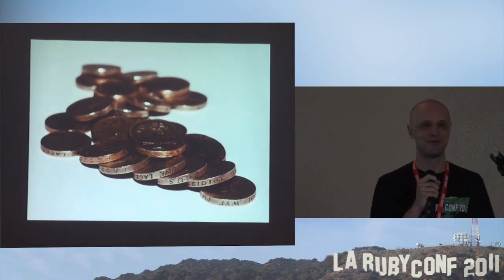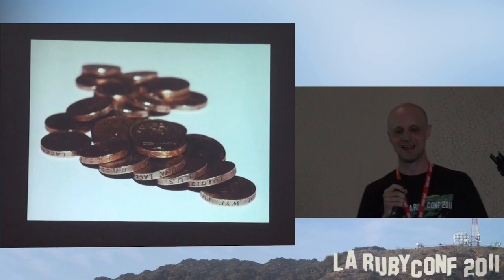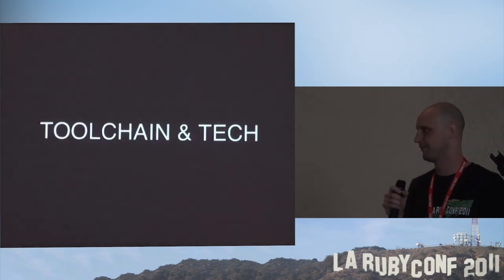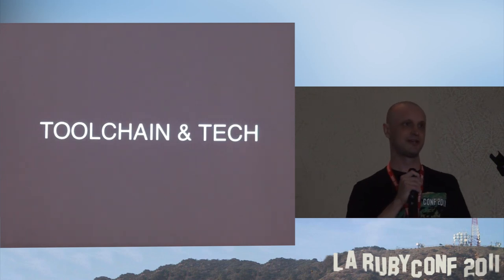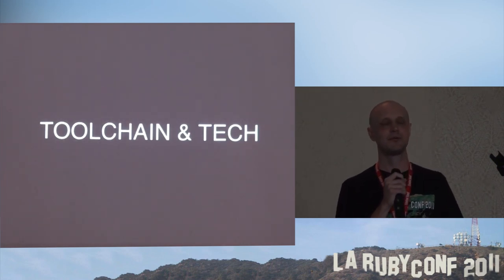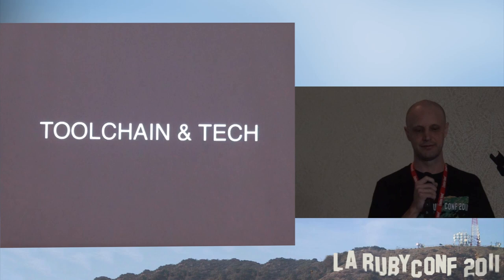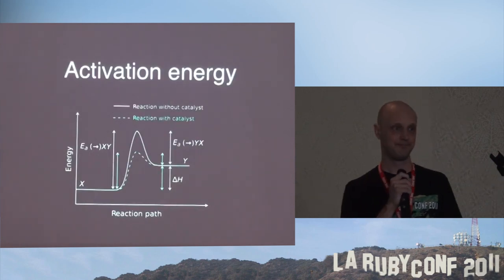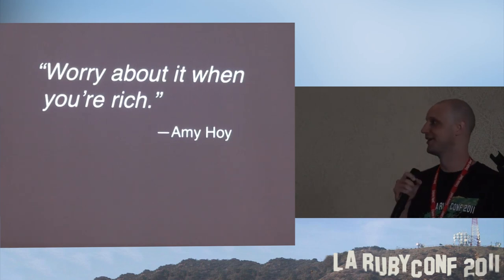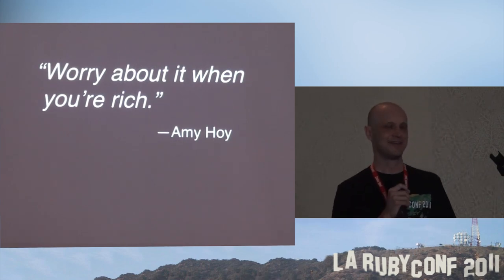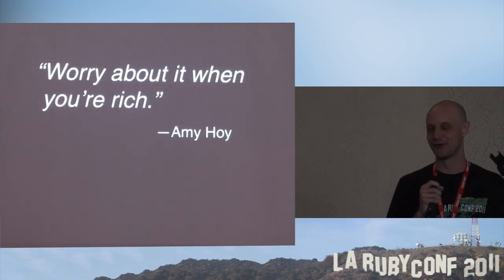So let it be noted that we still have a problem. This is still not solving my money problem, right? I'm still just giving everything away. And so I want to talk about the e-commerce toolchain that I used. If you ever want to sell stuff online, you're going to discover that you'll be paralyzed by all your choices. This is the activation energy problem. Amy Hoy has a mantra: worry about it when you're rich. Don't agonize over every choice.